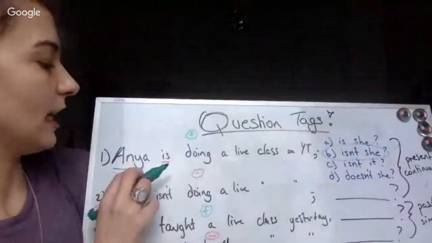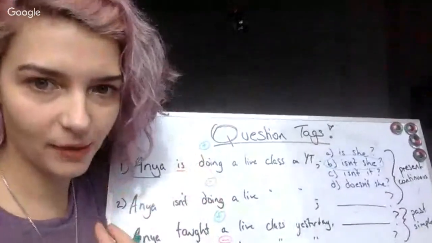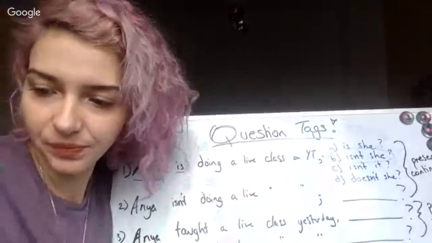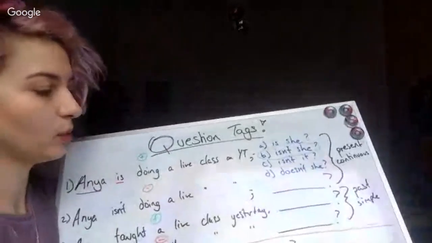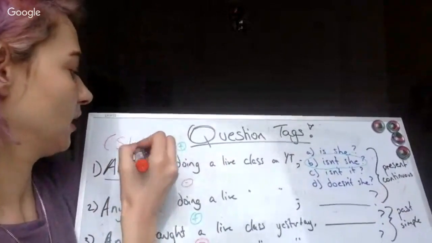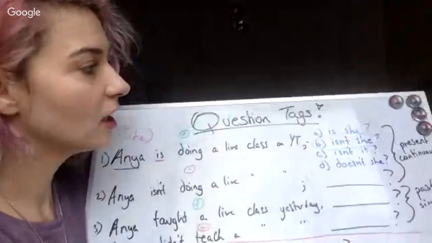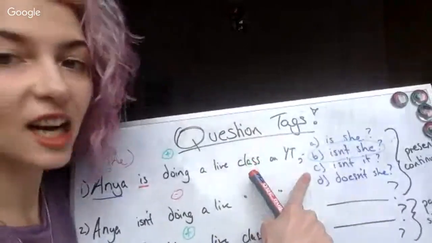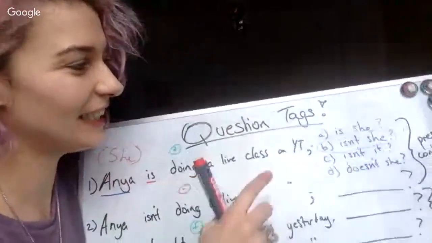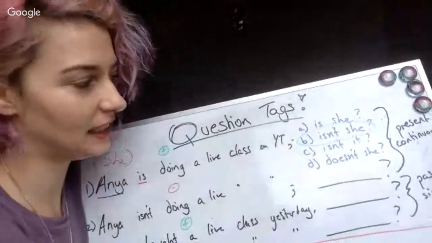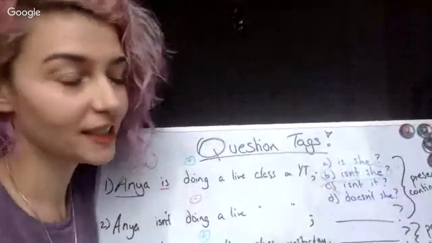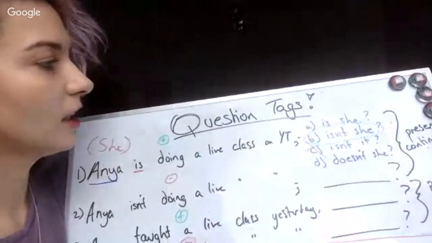Okay, so let's start with the subject, Anya. I'm Anya, and I am a woman. I am female. So here we could replace Anya with she, because we're talking about me. So that's why C can't be correct, because I'm not an it. I am a person, not an it. It can't be C because I am a she. Okay. Next one.